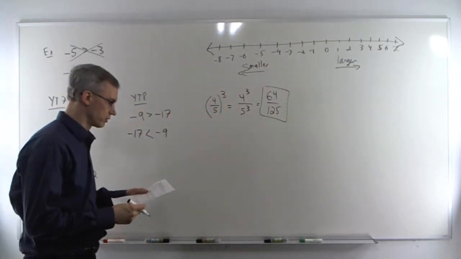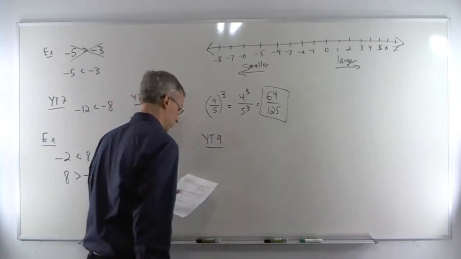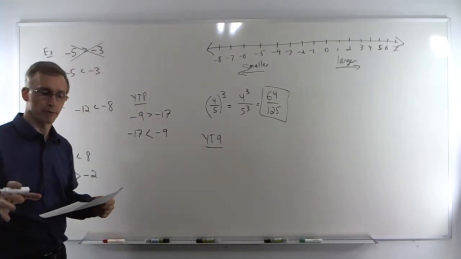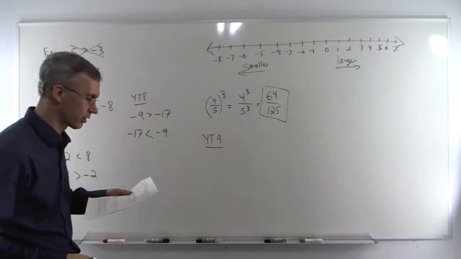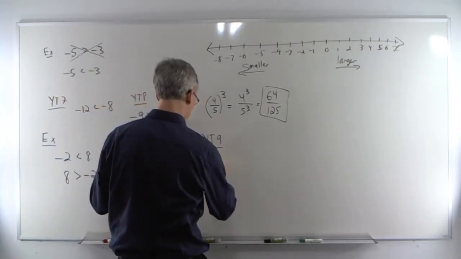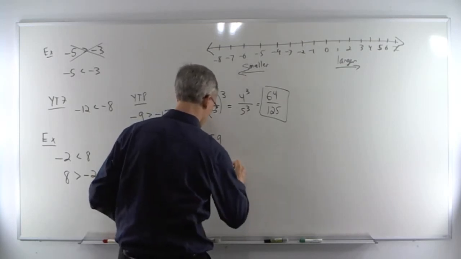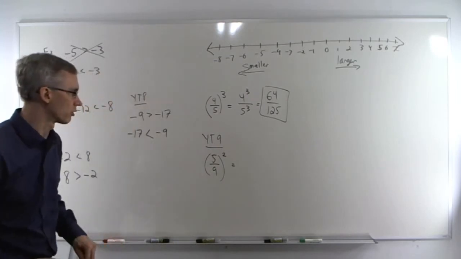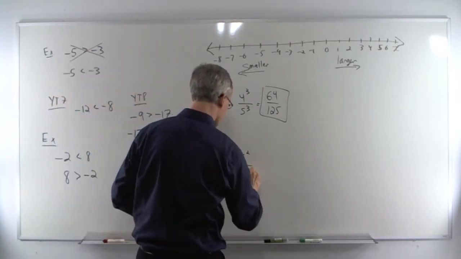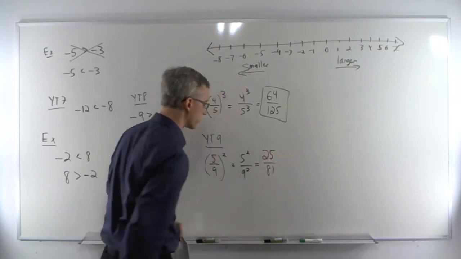And that brings us to your turn, number 9. Just a reminder, make sure you're stopping the video, work out your turn, and then continue on. So here we've got 5/9 squared. So we'll apply the exponent to both the numerator and denominator. We got 5 squared over 9 squared, and that is 25/81.